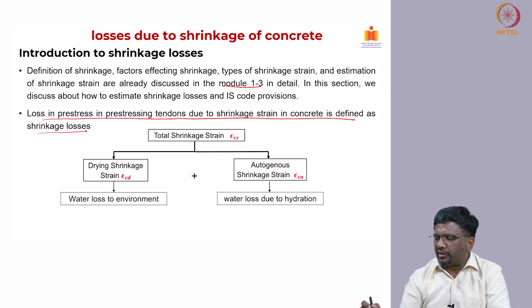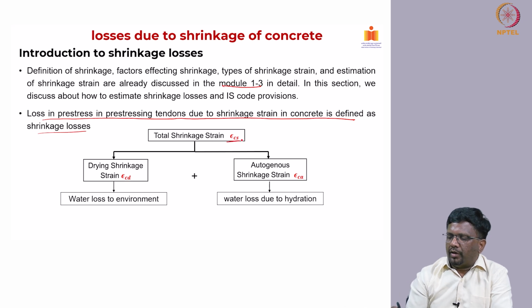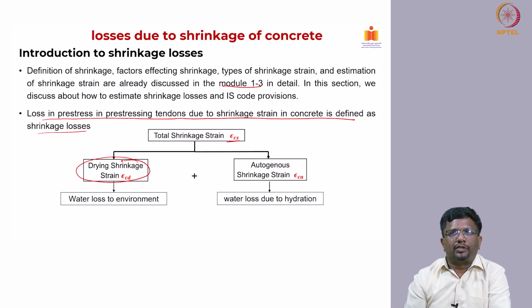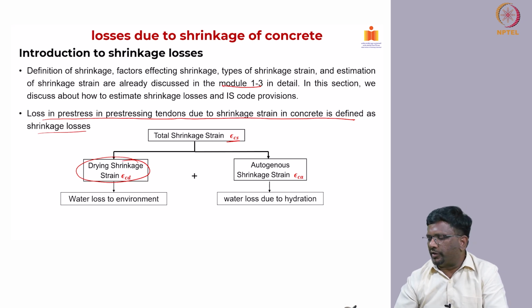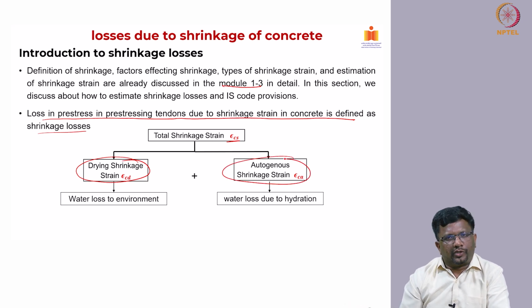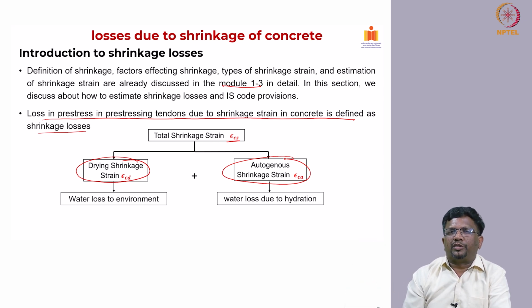In shrinkage strain, typically we have shrinkage that is happening from drying shrinkage, epsilon CD, and then we have shrinkage that is happening from autogenous shrinkage. We also have one more thing called carbonation shrinkage, but typically carbonation shrinkage is not very high, unless you are talking about a CO2-rich environment where the member is located, where carbonation shrinkage may be higher, but typically it is not a controlling factor. So we include only these important shrinkage strains, the drying shrinkage strain and autogenous shrinkage strain, in the loss calculations.